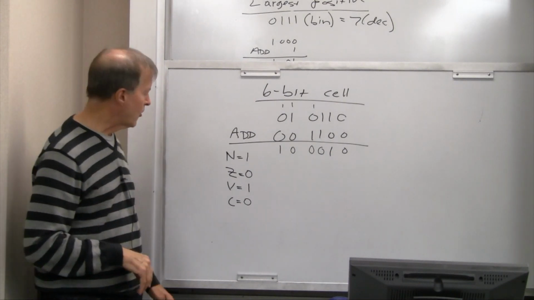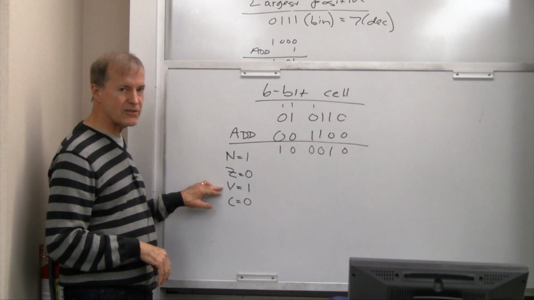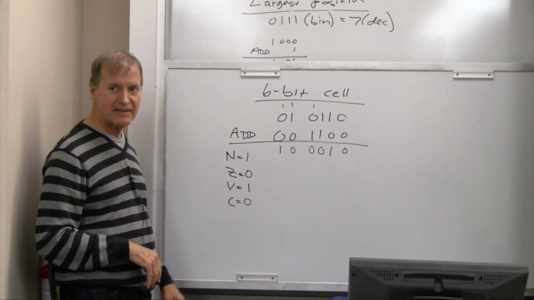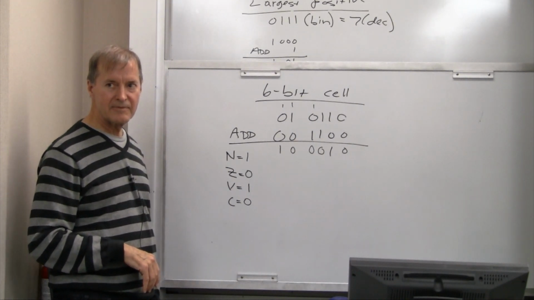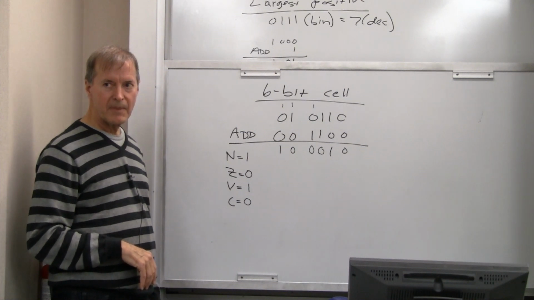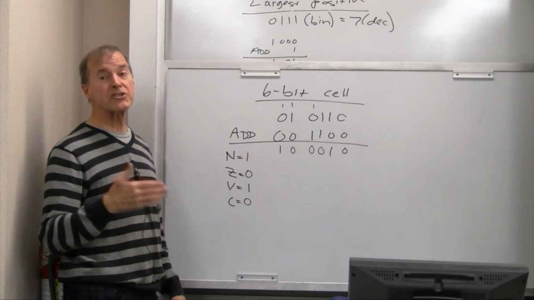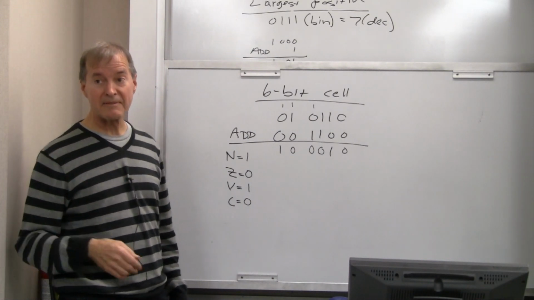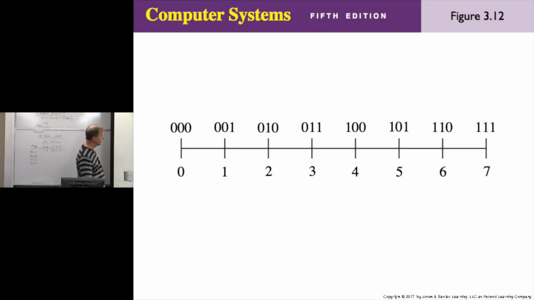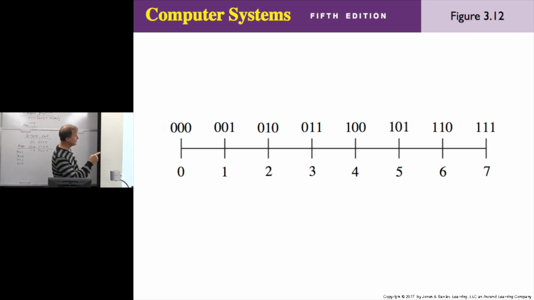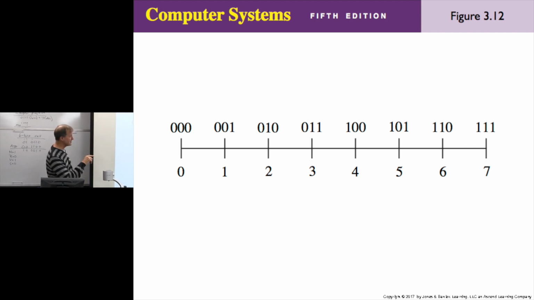No, not empty. V is either 0 or 1. There's no place for V unless we're dealing with signed integers. But all 4 of them are set with every addition. The software can choose to ignore it.